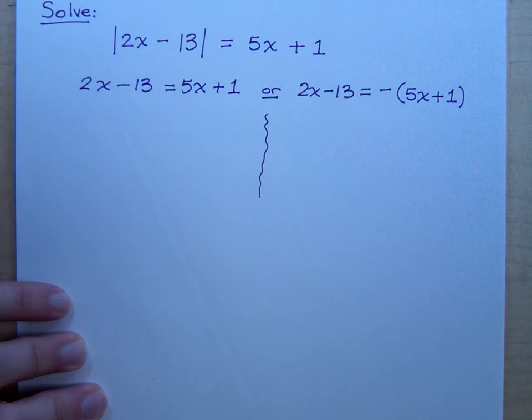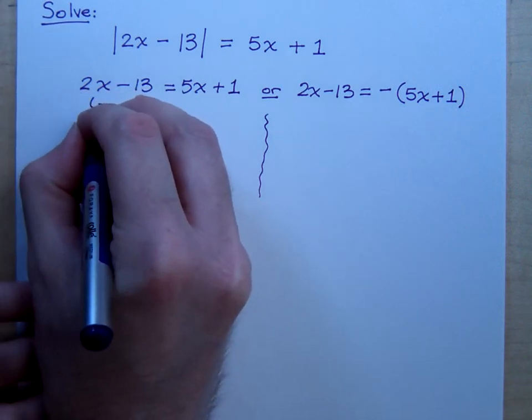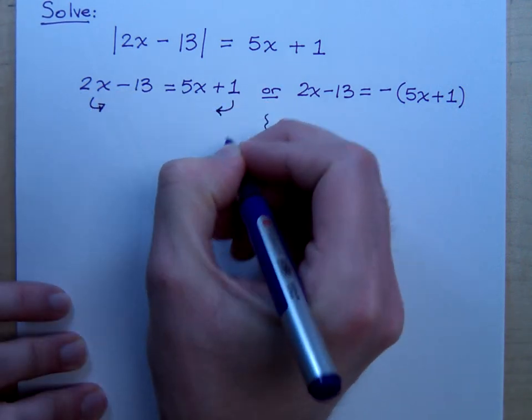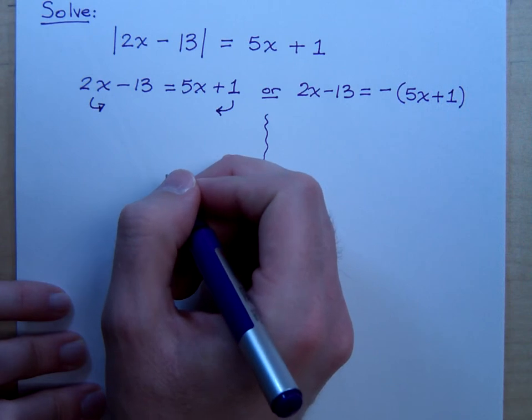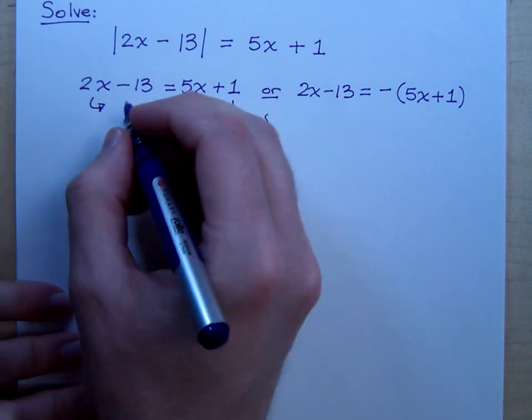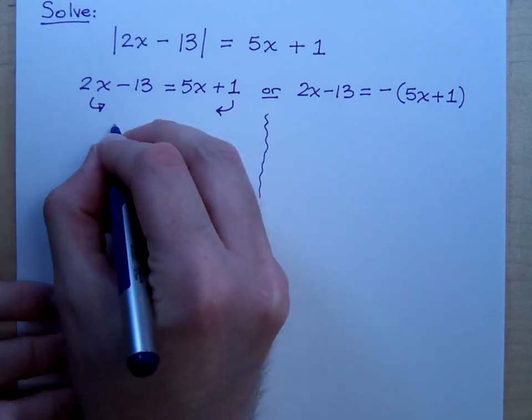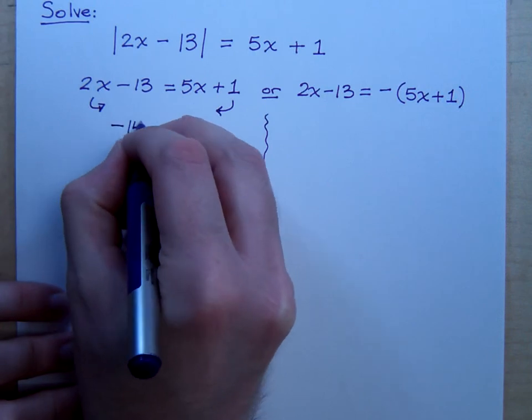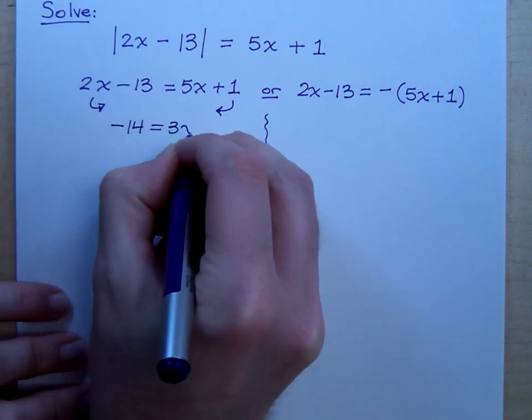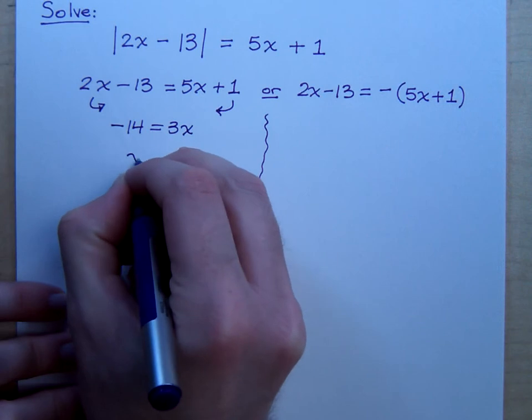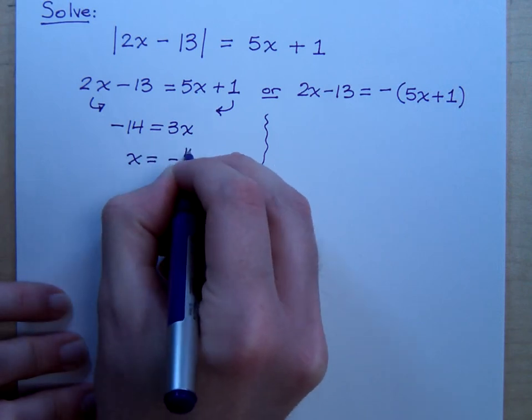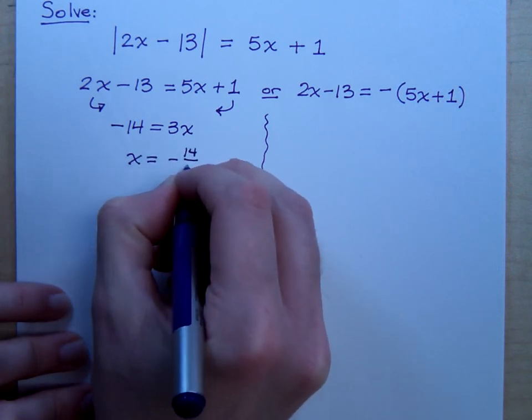So instead of doing that, let's move the 2x to the right. Let's move the 1 to the left. That's what I would do. What would you get? 3x equals -14. All right, so -14 equals 3x, which means x equals what? -14/3. Hey, that's right. I started with the right answer. Good job.